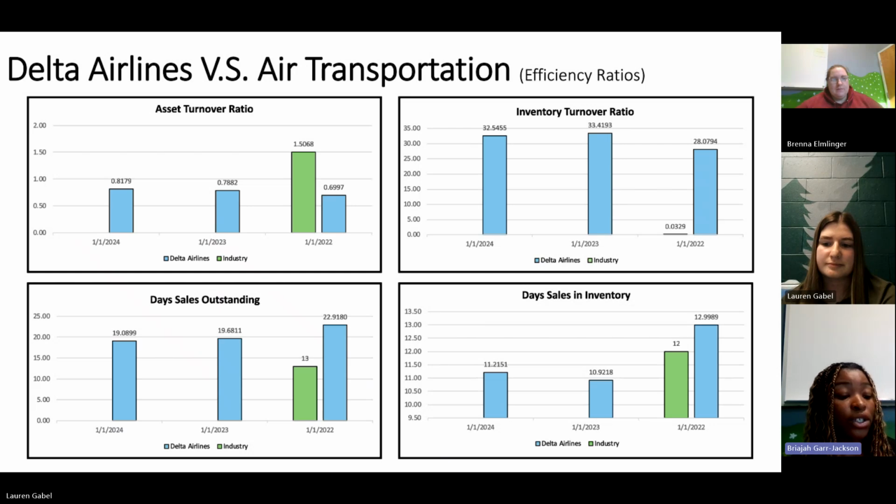Industry ratio in 2022 is significantly lower than Delta Airlines in 2022. Days outstanding ratio has gone down over the years from Delta Airlines. 2022 Delta Airlines is still higher than the industry average. Day sales and inventory ratio has gone down a bit in the years 2023 to 2024 compared to the year 2022. The industry ratio in 2022 is lower than the Delta Airlines ratio in 2022.